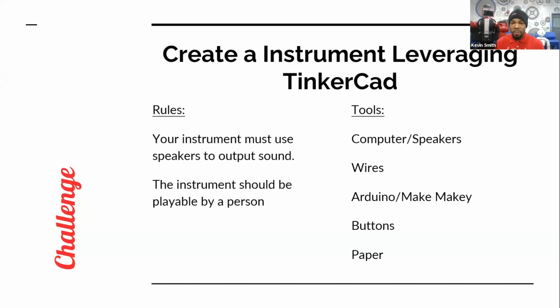But the rules are that your instrument must use speakers to output the sound. So it's going to be an electronic instrument. And the instrument should be playable by a person. What do I mean by this? Meaning that once you provide a power source to your instrument, it should not just start playing itself. It should not just start outputting sound, because then it's not quite an instrument. It has to be playable by a person where when a person presses a note, a key, anything of that nature, it responds. And you could move forward with that.